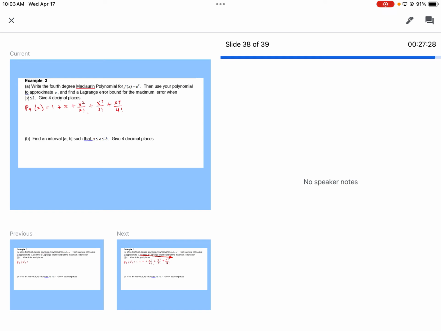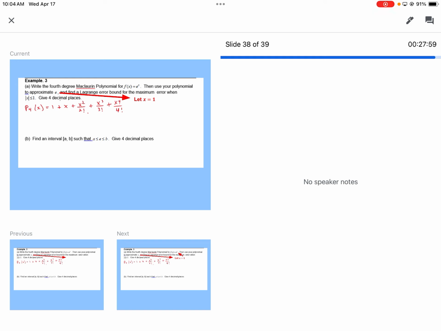Okay, now we would like to use our polynomial to approximate just e. Okay, that's e to what power? This is e to the first, so what x value are we using? 1. This is telling me x equals 1. If it said approximate e squared, x would equal 2. If it said approximate e cubed, x equals 3. In this case, it's just x equals 1.